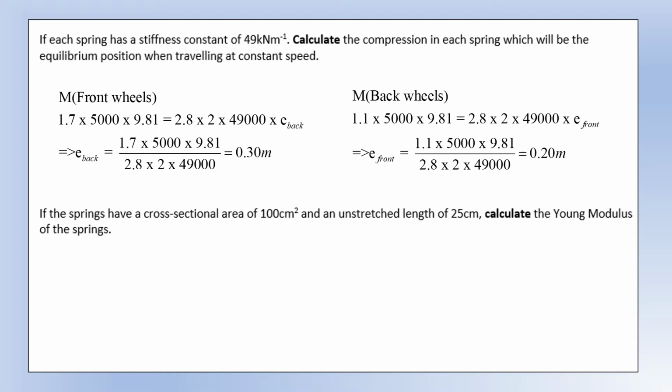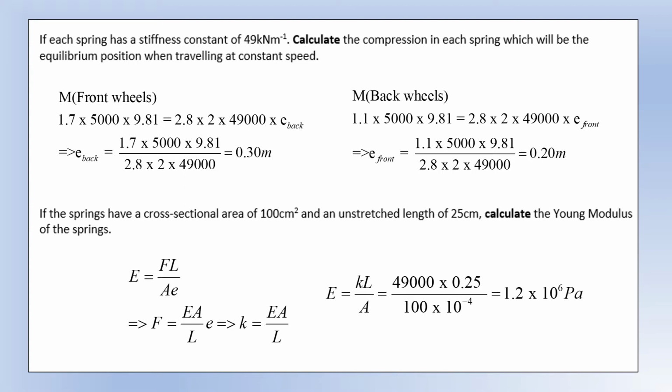If the springs have a cross-sectional area of 100 centimeters squared and an unstretched length of 25 centimeters, calculate the Young modulus of the springs. First off, Young modulus is stress over strain, which can be calculated as force times the original length over the cross-section area times the extension or compression. I'm going to rearrange that to make F the subject, and you'll notice that this now looks an awful lot like Hooke's law, where the spring constant has been replaced with EA over L. So spring constant is Young modulus times cross-sectional area divided by length. If we want the Young modulus, we just need to multiply by length and divide by area. Remember to convert the area into meters squared. 1 centimeter squared is 1/10,000th of a meter squared. That's why we've times by 10 to the minus 4, giving us a Young modulus of 1.2 times 10 to the 6 pascals. Okay, so we've worked out the springs we'd need.